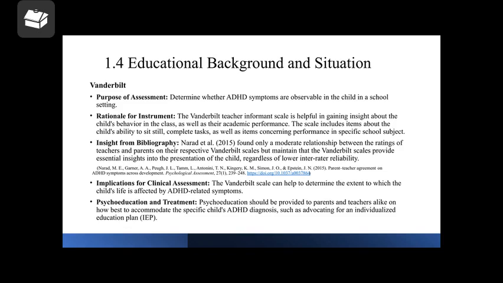The rationale: the Vanderbilt teacher informant scale has been shown to be really helpful in gaining insight about the child's behavior in the class, in addition to their academic performance. The teacher scale includes items about the child's ability to, for example, sit still, complete tasks, wait in line, things like that. And then further down in the inventory, there are questions related to performance in specific school subjects.